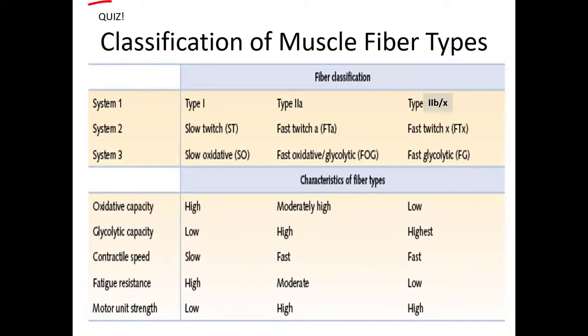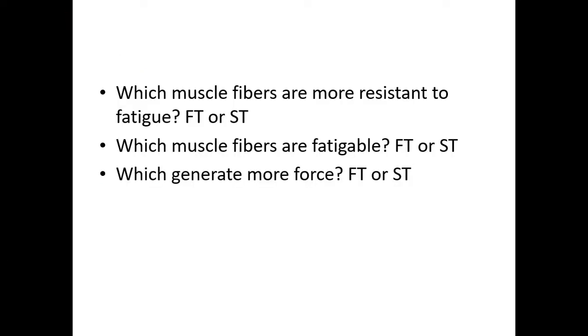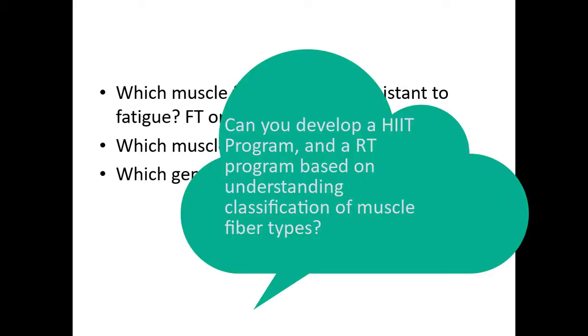This slide is suitable for preparing for your quiz and exam too. Could you answer this question? Which muscle fibers are more resistant to fatigue, fast twitch or slow twitch? More resistant to fatigue, so slow twitch, right? And which muscle fibers are fatigable? Fatigable, yeah, fast twitch, right? And which generate more force? Yeah, fast twitch, right? And using this kind of concept, can you develop a HIIT, high intensity interval training program, and a resistance training program based on understanding the classification of muscle fiber types?